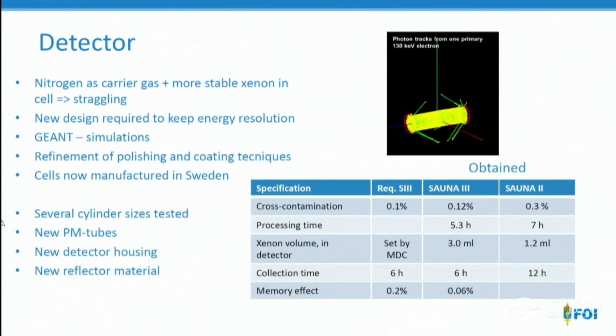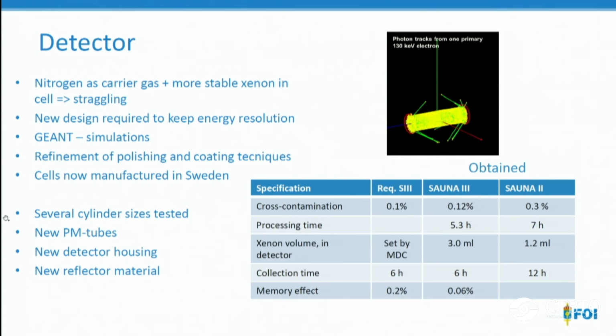Then let's go to the detector. We decided to keep the old sodium iodide crystal that's in the system. But now we have nitrogen as a carrier gas. That means that we will have more straggling in the sample. We have larger atoms compared to helium. So we had to redesign the detector cell to be able to keep the energy resolution of the beta.